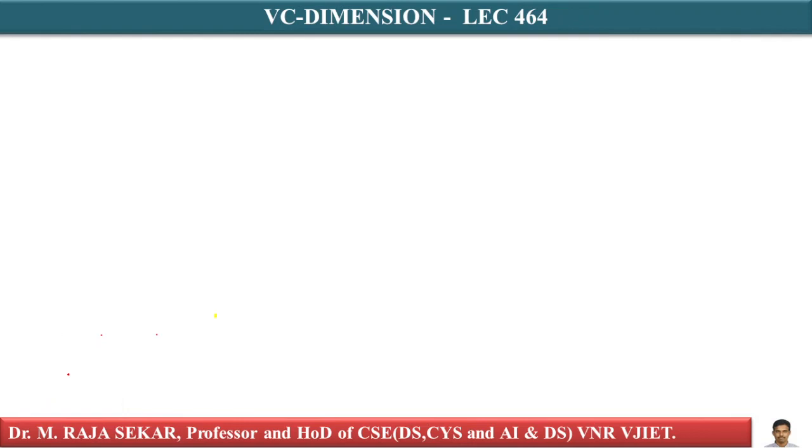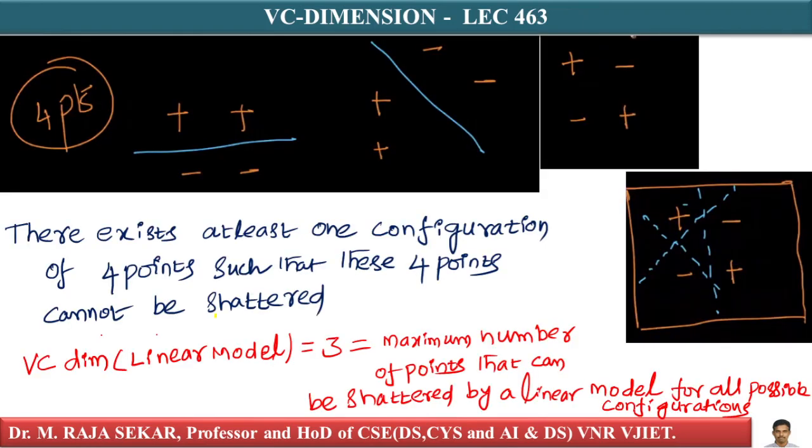In this lecture, I will continue my discussion on VC dimension. I request you to go through my previous lecture, lecture number 463. Just try to recall: 4 points cannot be shattered by a linear model, and hence the VC dimension of a linear model is said to be 3. This is what a VC dimension is. It is the maximum number of points that can be shattered by a class of models for all possible configurations.